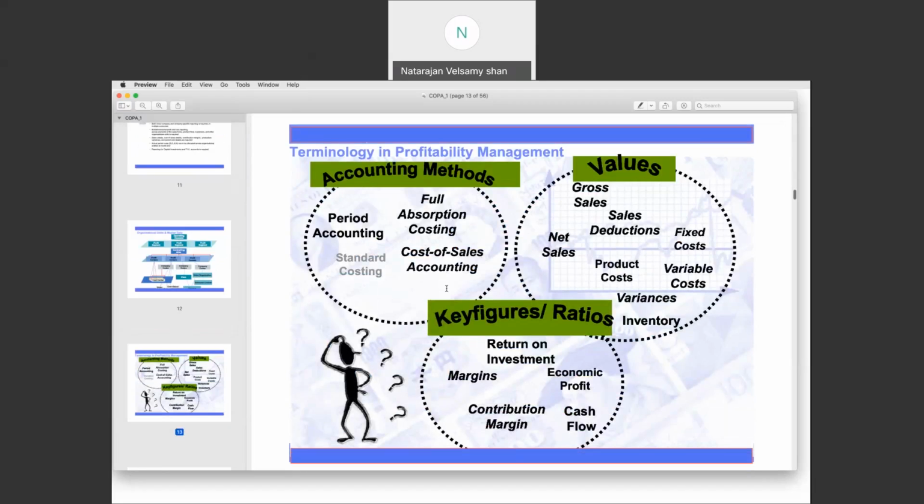Terminology in profitability management: accounting methods, values, key figure ratios. Under accounting methods, there is period accounting, full absorption costing, cost of sales accounting, standard costing. Values: gross sales, sales deductions, net sales, product cost, fixed cost, variable cost, variances, inventory. Key figures or ratios: return on investment, economic profit, cash flow, contribution margin, margins.